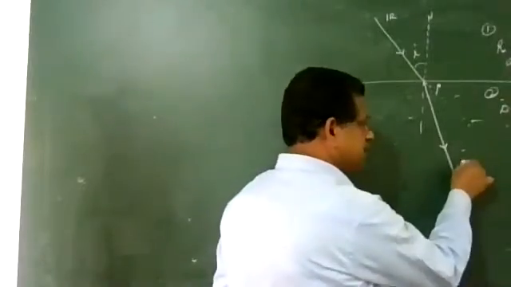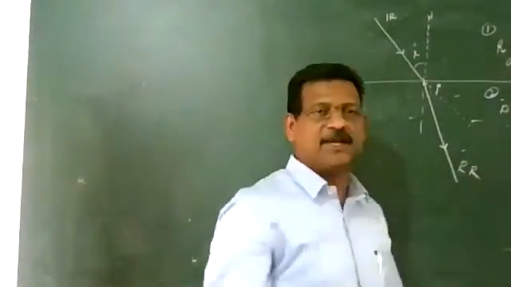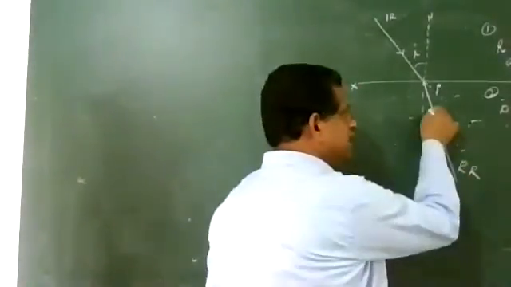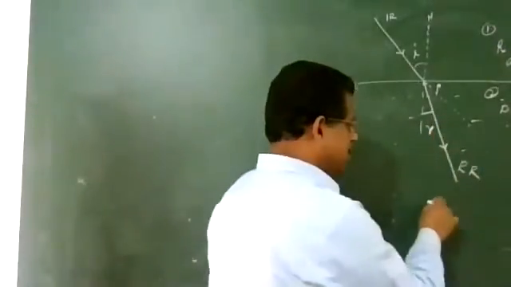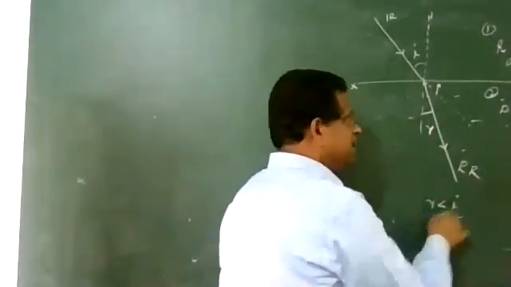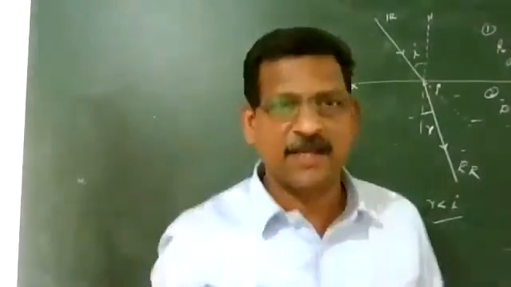And then this is what we call the refracted ray. And the angle between the normal and the refracted ray we call R. And here R is less than I because light is going from rarer to denser.